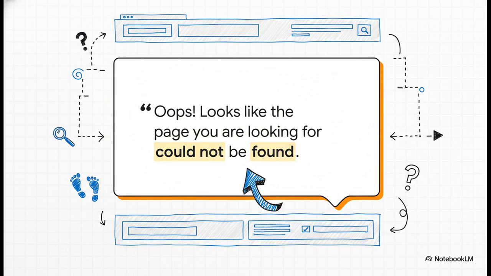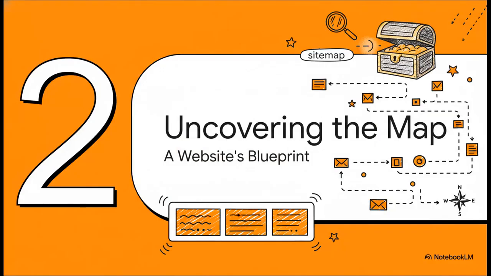But if we ignore that big, bold message and just look at what's around it, the headers, the footers, all the navigation, that's where the real clues are. This isn't a dead end at all. It's the start of the trail. That's because even on an error page, the website's main navigation menu is almost always there.